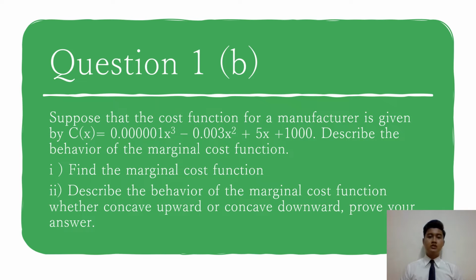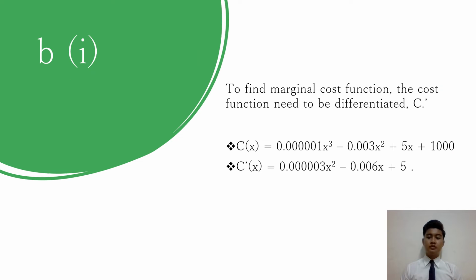Now, the next question, question 1b. Suppose that the cost function for a manufacturer is given by C(x) equals 0.000001x^3 minus 0.003x^2 plus 5x plus 1000. Describe the behavior of the marginal cost function. For part 1, find the marginal cost function. For part 2, describe the behavior of the marginal cost function, whether concave upward or concave downward. Prove your answer.